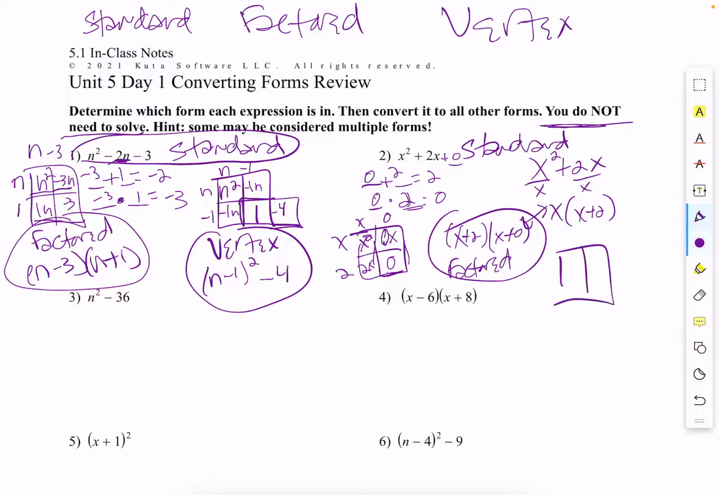Now for vertex form, I'm going to put in my x squared, cut my middle number, which is my 2x, in half. x1, 1 times 1 is 1. How do I get from 1 to 0? You subtract 1, so my vertex form is x plus 1 squared minus 1.